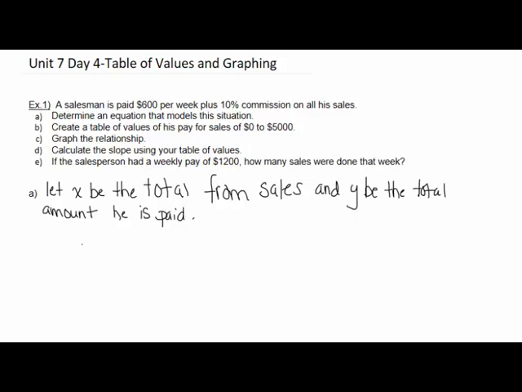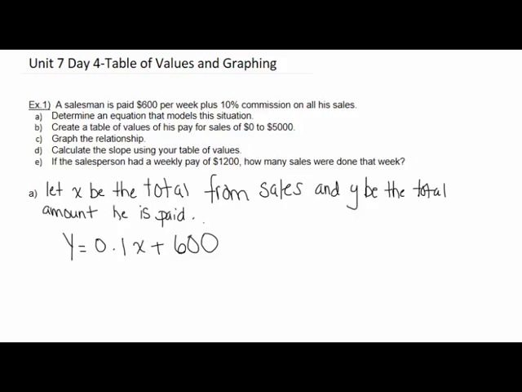So now we can set up our formula. The total he is paid, y, is equal to 10% of all his sales, so 0.1 times x, plus that standard $600 a week. So that is our formula or equation that models the situation.